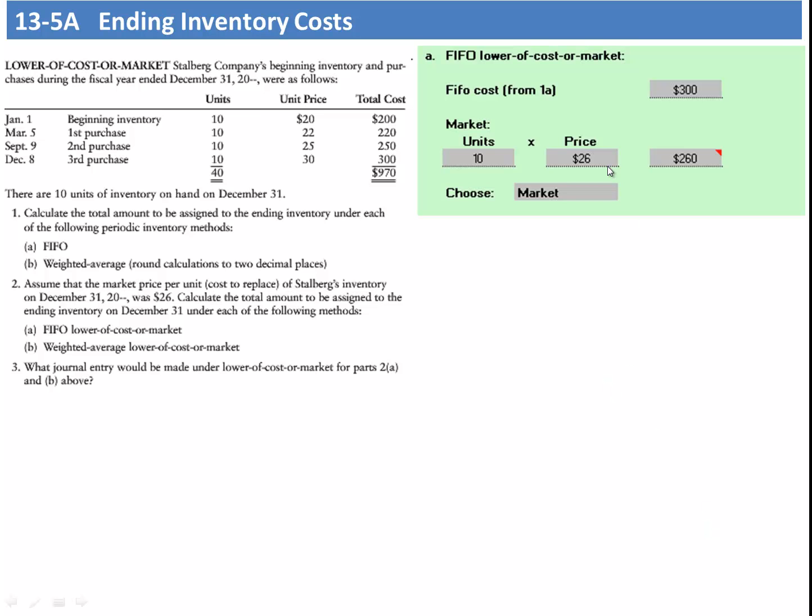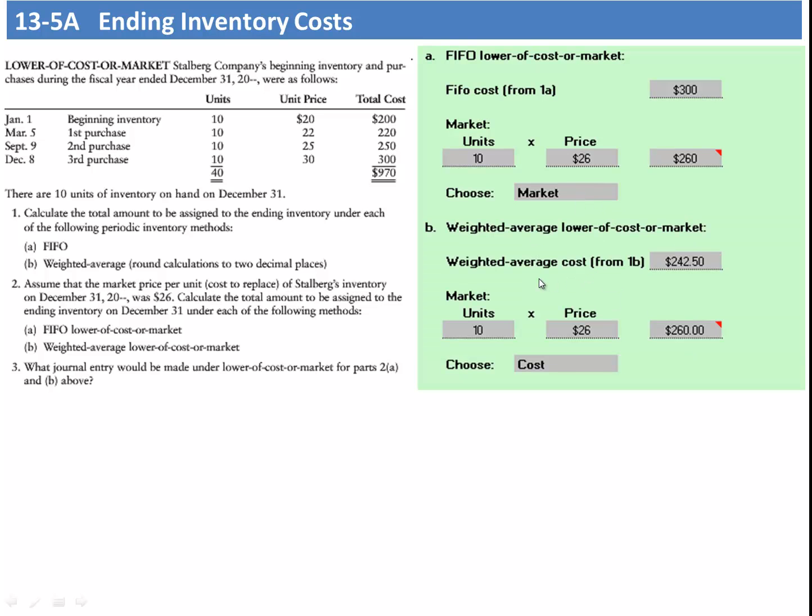So if we look at our lower cost of market, our FIFO cost from what we just did was $300. But if we use the lower cost of market method, our 10 units, it says down here, assume the market price, the cost to replace in the market, is $26. So if we were to use that amount, our ending inventory should be $260. So it is more conservative for us to use that $26 for our cost, and so we would choose the market method, the lower of cost or market, and the market is the lower, so that's the method we would choose in this scenario.